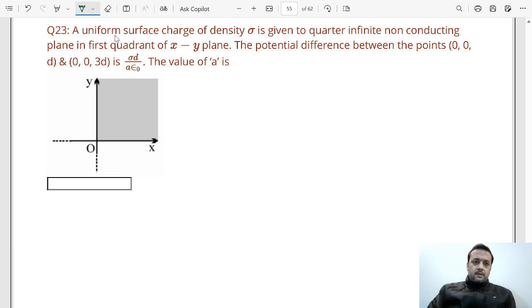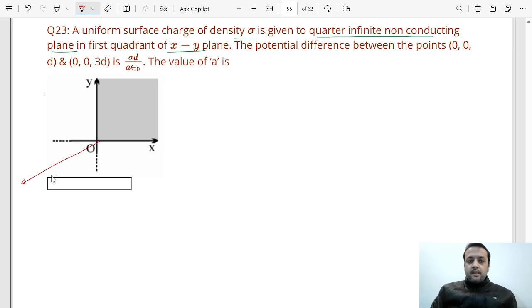All right. In this question, a uniform surface charge density sigma is given to a quarter infinite non-conducting plane in the first quadrant basically, and we have to find the potential difference between the points 0,0,d and 0,0,3d. So let's try to understand the situation. Look, the xy axis is given to you, and let me just construct the z axis also. So this will be the z axis.